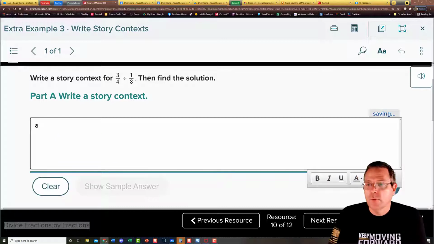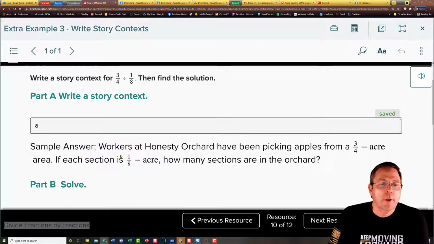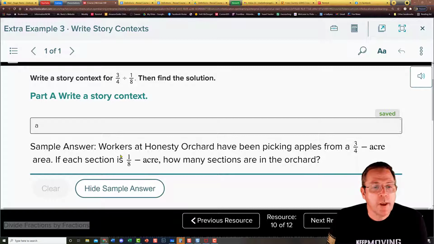What we can do though is look at their sample problem, and they said sample answer: workers at Honesty Orchard have been picking apples from a 3/4 acre area. Each section is 1/8 of an acre. How many sections are there? Good possible answer.